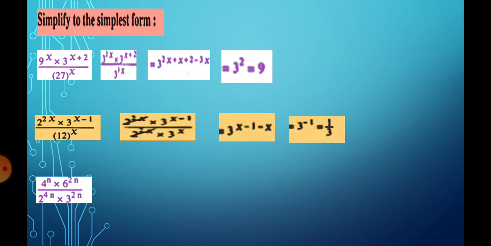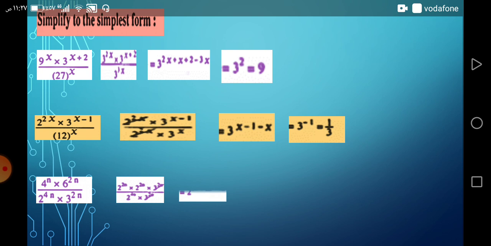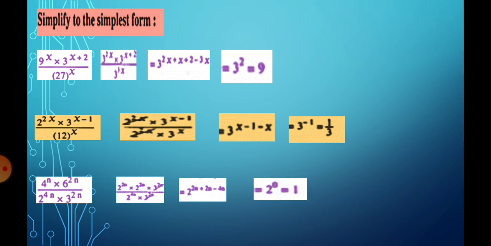4 to the power n times 6 to the power 2n. 4 means 2 to the power 2. 6 means 2 times 3. Then we can write 2 to the power 2n times 2 to the power 2n times 3 to the power 2n over 2 to the power 4n times 3 to the power 2n. We can cancel 3 to the power 2n with 3 to the power 2n. Then the result will be 2 to the power 2n plus 2n minus 4n. It will be 2 to the power 0. We know any non-zero number to the power 0 equals 1.